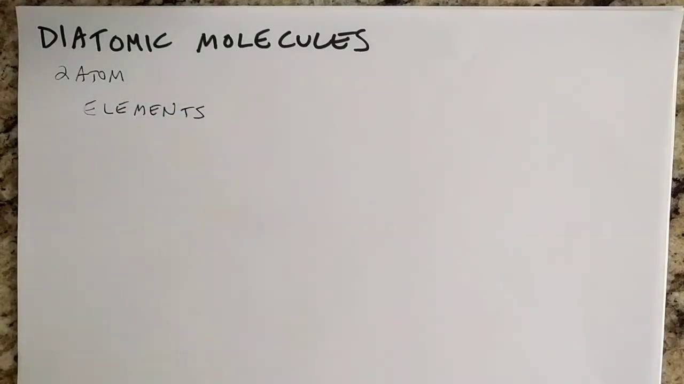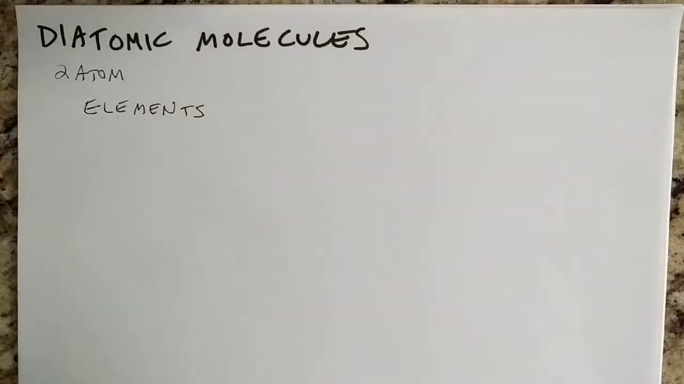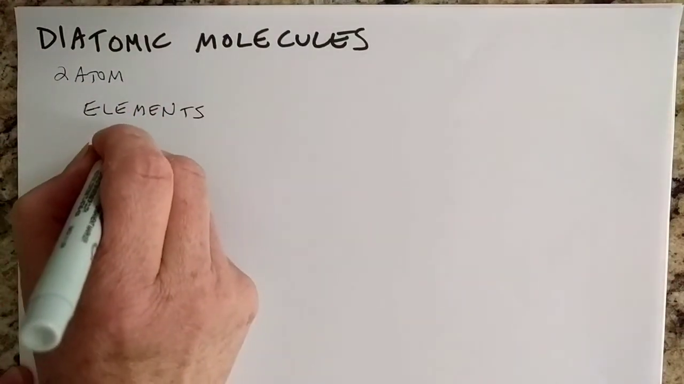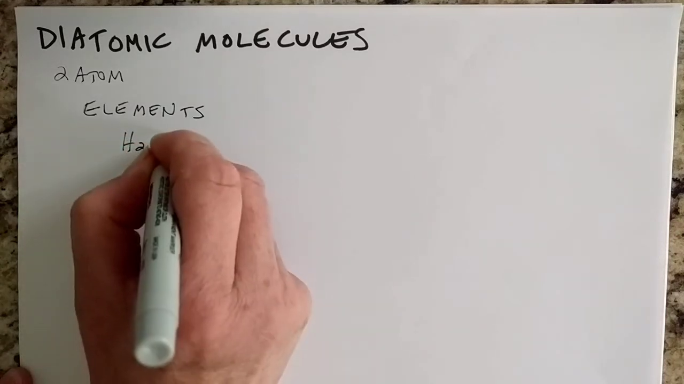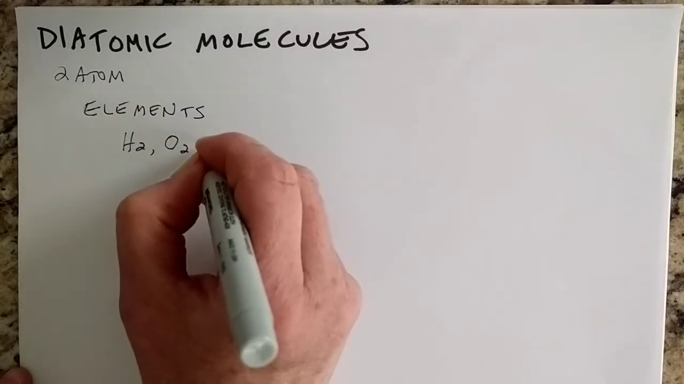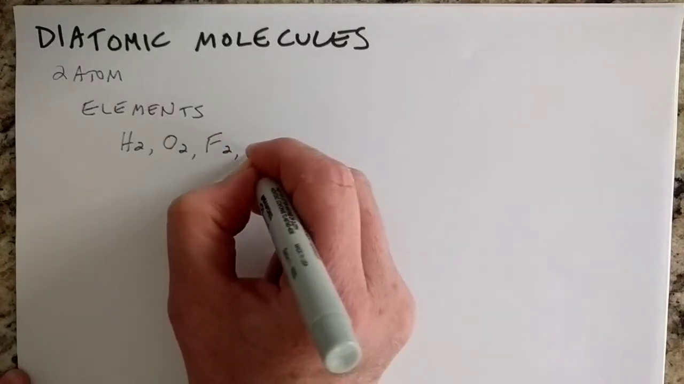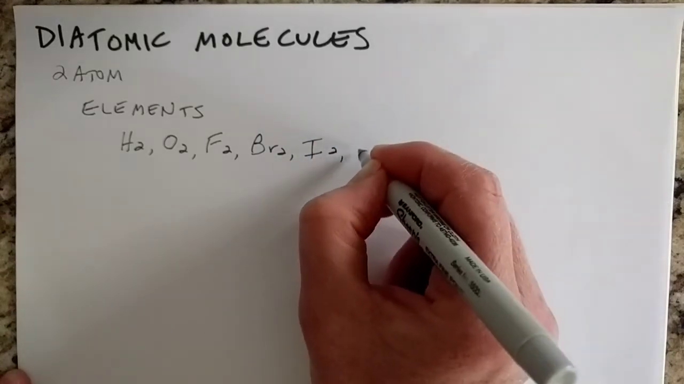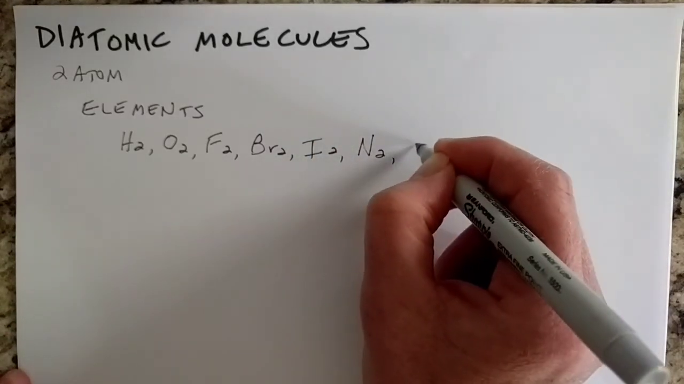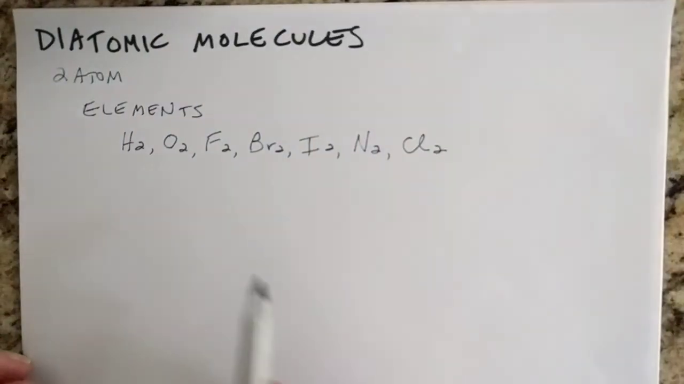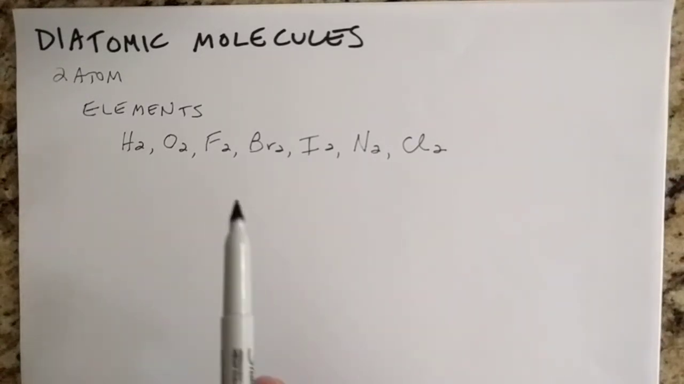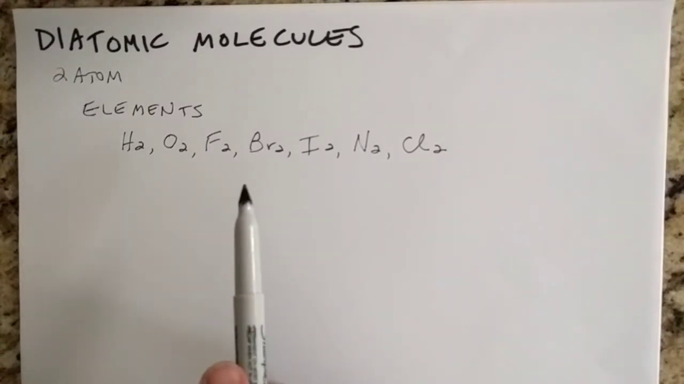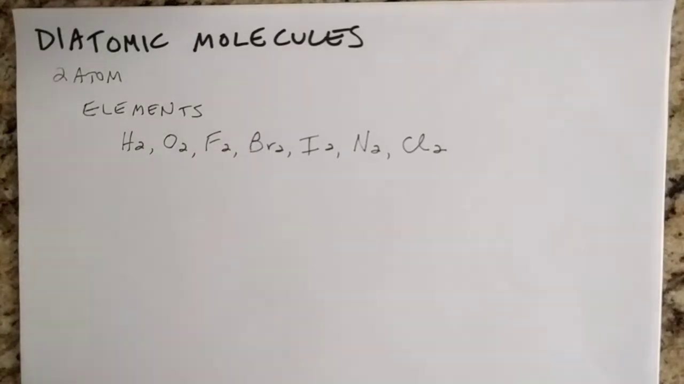and there are 7 elements that exist in nature as diatomic molecules, and they are hydrogen, H2, oxygen, O2, fluorine, F2, bromine, Br2, iodine, I2, nitrogen, N2, and chlorine, Cl2. These are our Hofbrinkel elements. I have a sample of these. Under normal circumstances, the representative particle is a molecule consisting of 2 atoms covalently bonded.